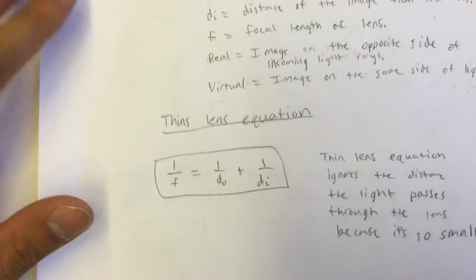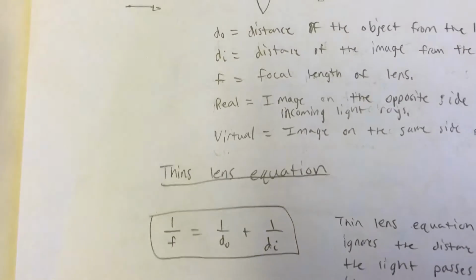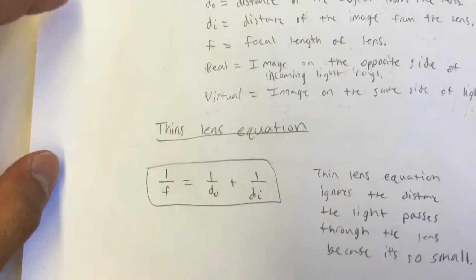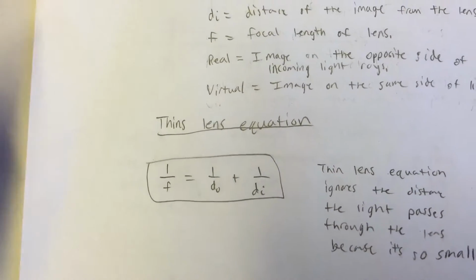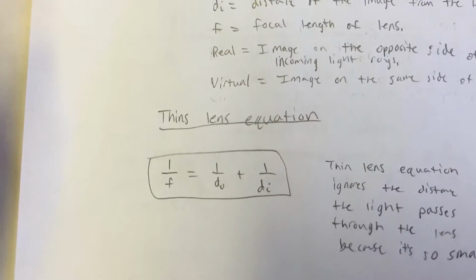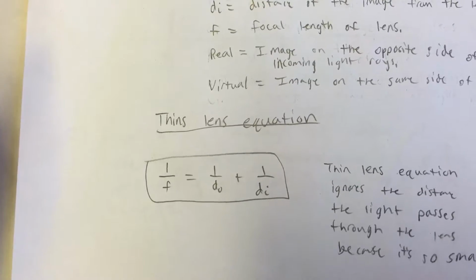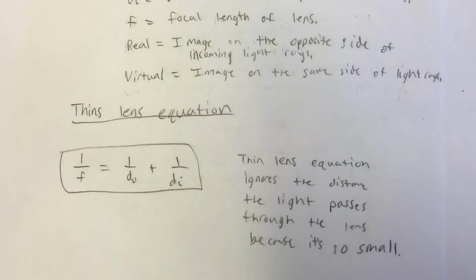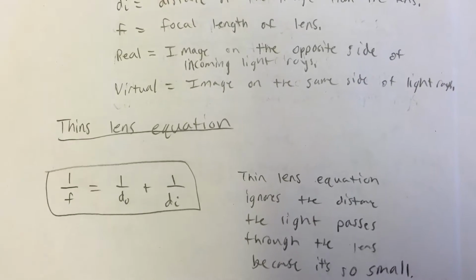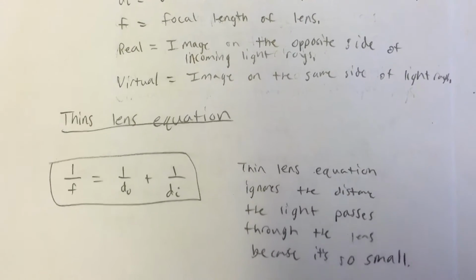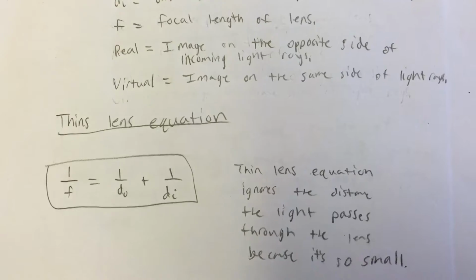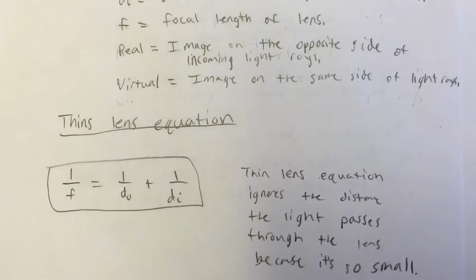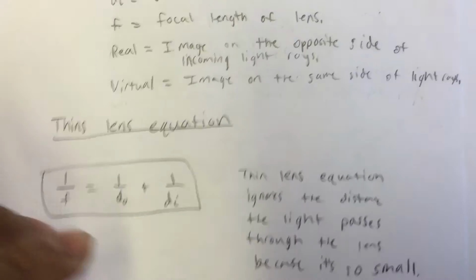Then we can solve for the focal length, the distance of the object, and the distance of the image mathematically by using the thin lens equation, which is 1 over F equals 1 over DO plus 1 over DI. We use the thin lens equation assuming that the lenses are very thin and the thickness the light passes through is so small that it's irrelevant, so we can ignore it.